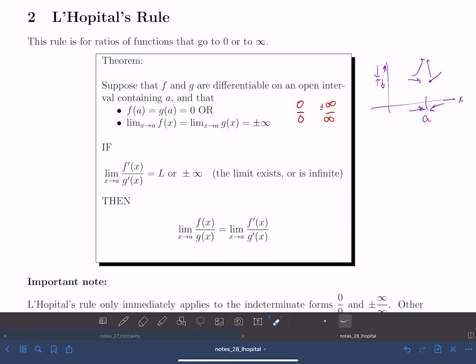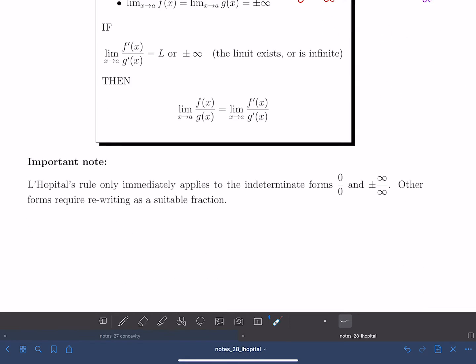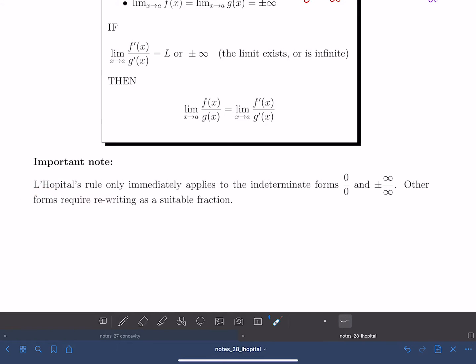So the thing that I want is this ratio of functions, the limit as x approaches a of this ratio. And it says that the original limit is equal to the limit of the rates of change of those two things as a ratio. So I do have an important note, and we'll play with this a bit as we move forward, that the rule known as L'Hopital's rule only immediately applies to 0 over 0 and positive or negative infinity over infinity.